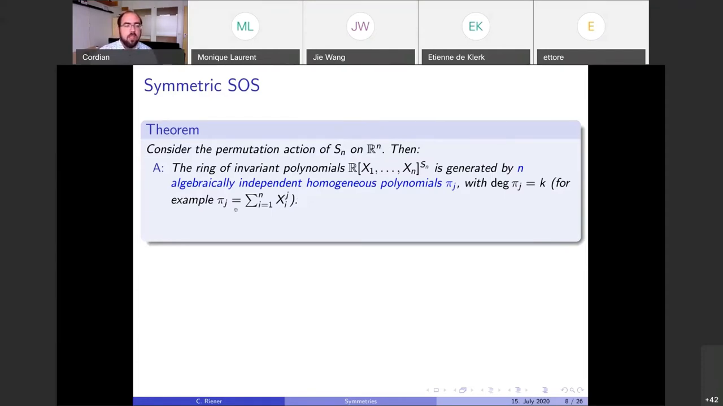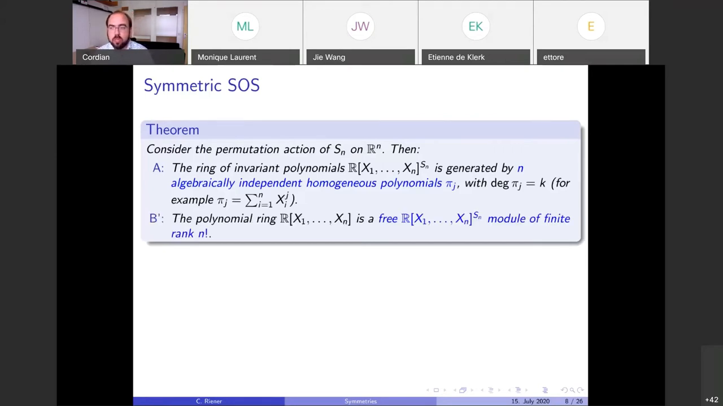Okay, so this generalizes. This is one-to-one essentially the same statement that we had previously about the invariant ring. So instead of two homogeneous polynomials, we have n homogeneous polynomials, and they're algebraically independent. That means that we can actually find a unique representation of our polynomial.